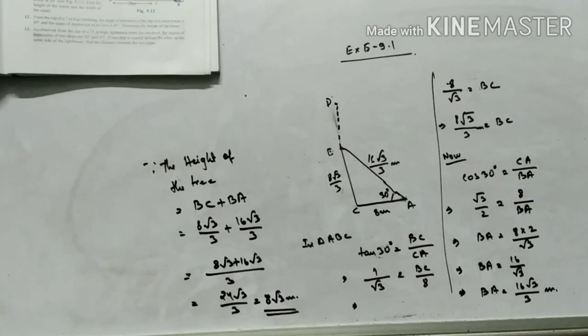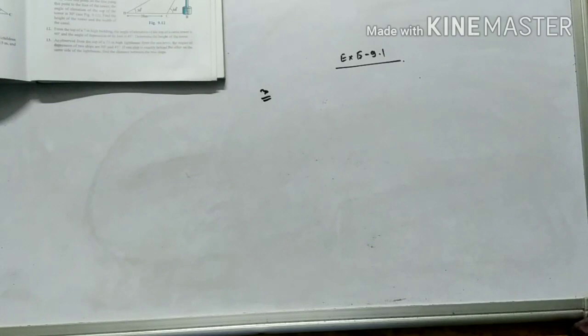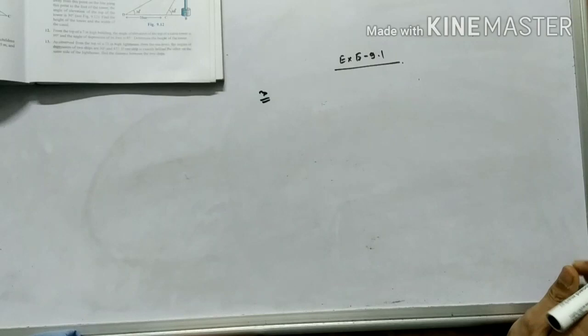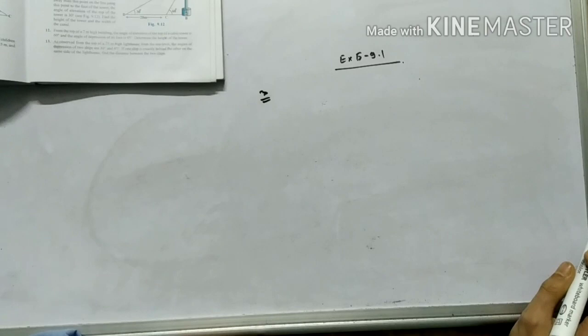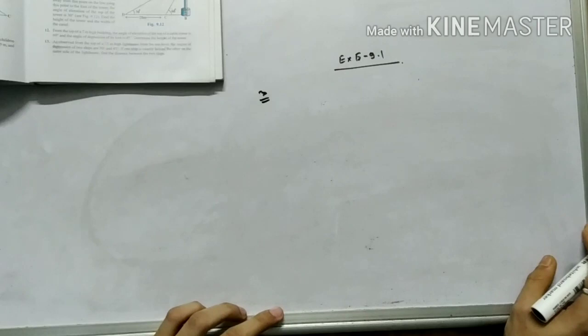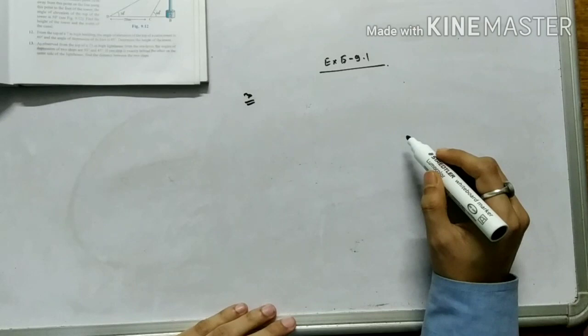So next, question number 3. A contractor plans to install two slides for the children to play in a park. For the children below the age of 5 years, she prefers to have a slide whose top is at a height of 1.5 meter and is inclined at an angle of 30 degree to the ground, whereas for the elder children, she wants to have a steep slide at a height of 3 meter and inclined at an angle of 60 degree to the ground. What should be the length of the slide in each case?